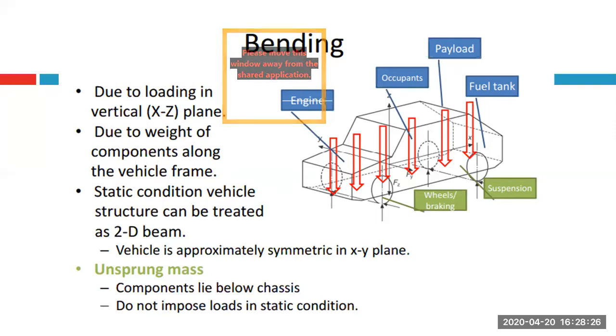Okay, so this bending load is going to be due to the weight of the components along the vehicle frame. You can see that at different locations on this vehicle, the loads have been defined using arrows, red arrows vertically downwards. You start with the engine, then the occupants, then some payload or luggage, and finally the fuel tank. All these are going to have a bending effect on the vehicle's chassis, right?